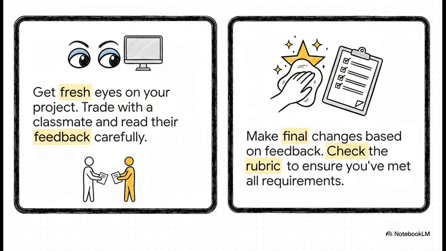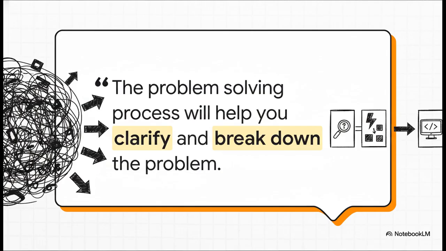Then, it's time for the final polish. Take that feedback, make some tweaks, and definitely check the project rubric to make sure you've nailed all the requirements. Give it one last look over. So why do we follow all these steps? Because this process is what helps you tackle a big, challenging program. It forces you to get clear on what you're doing and helps you break a giant problem down into small, manageable pieces. It brings order to the chaos.